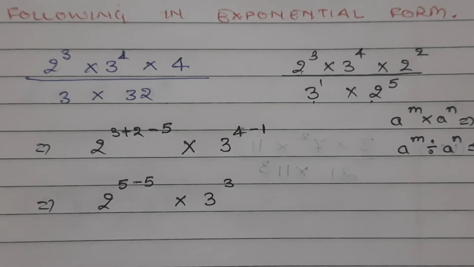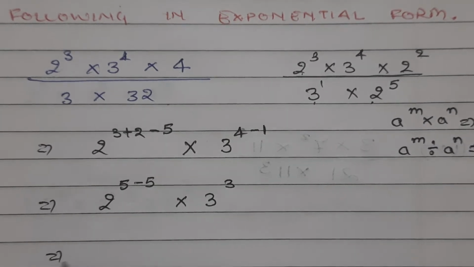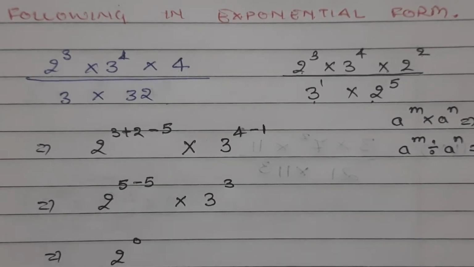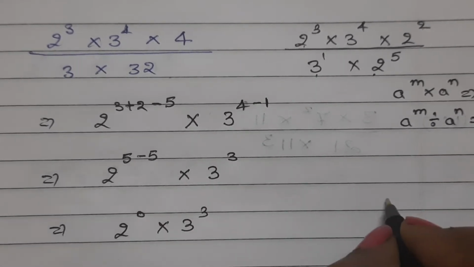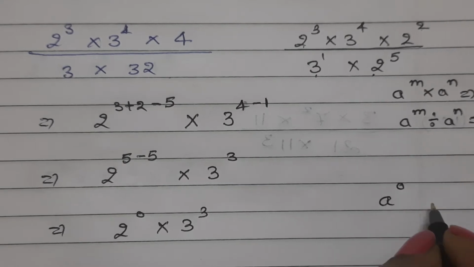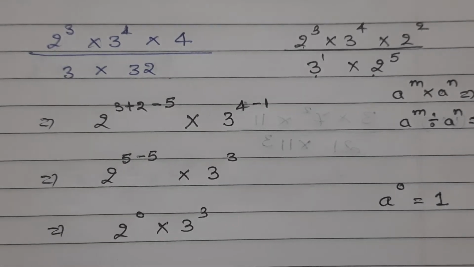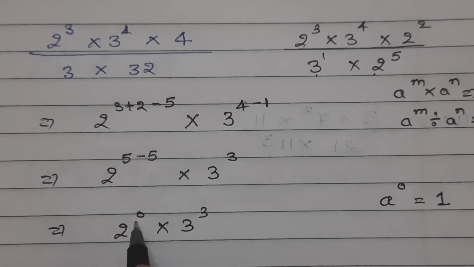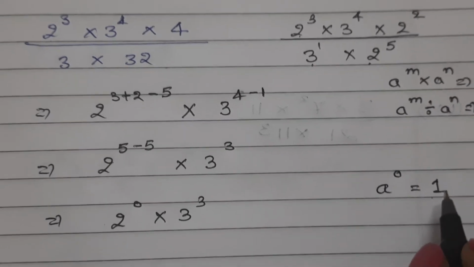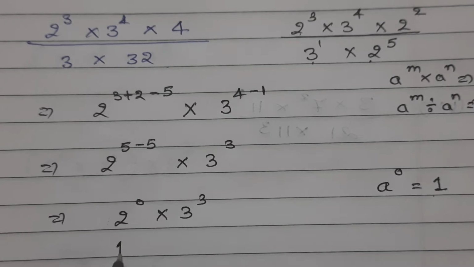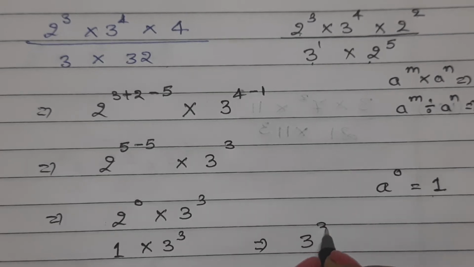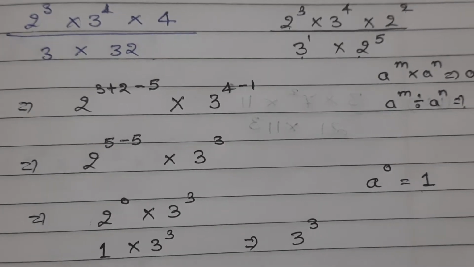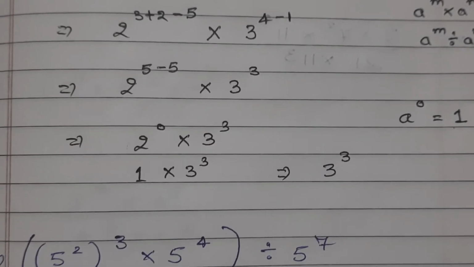I hope this is clear. Now here it will be 2 to the power 0 into 3 to the power 3. And what do we know? When a to the power 0 is there, its value is 1. So we will replace 2 to the power 0 with the value 1. So it will be 1 into 3 to the power 3, and the answer of ours will be 3 to the power 3. With this, we have completed the first part.